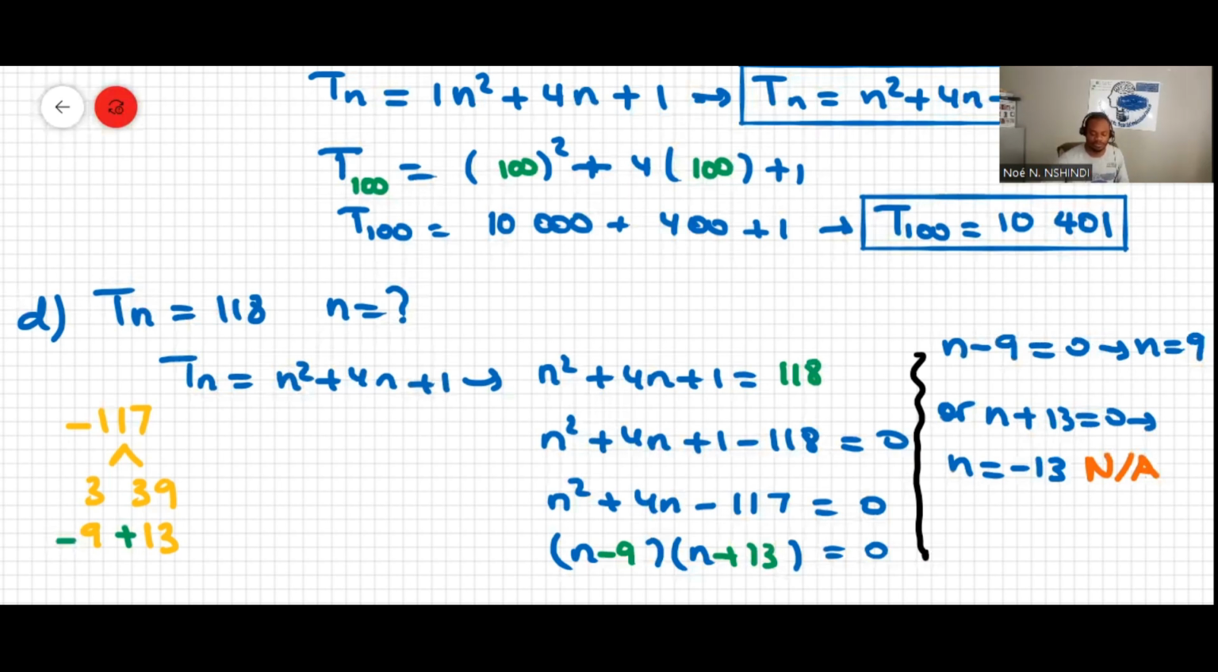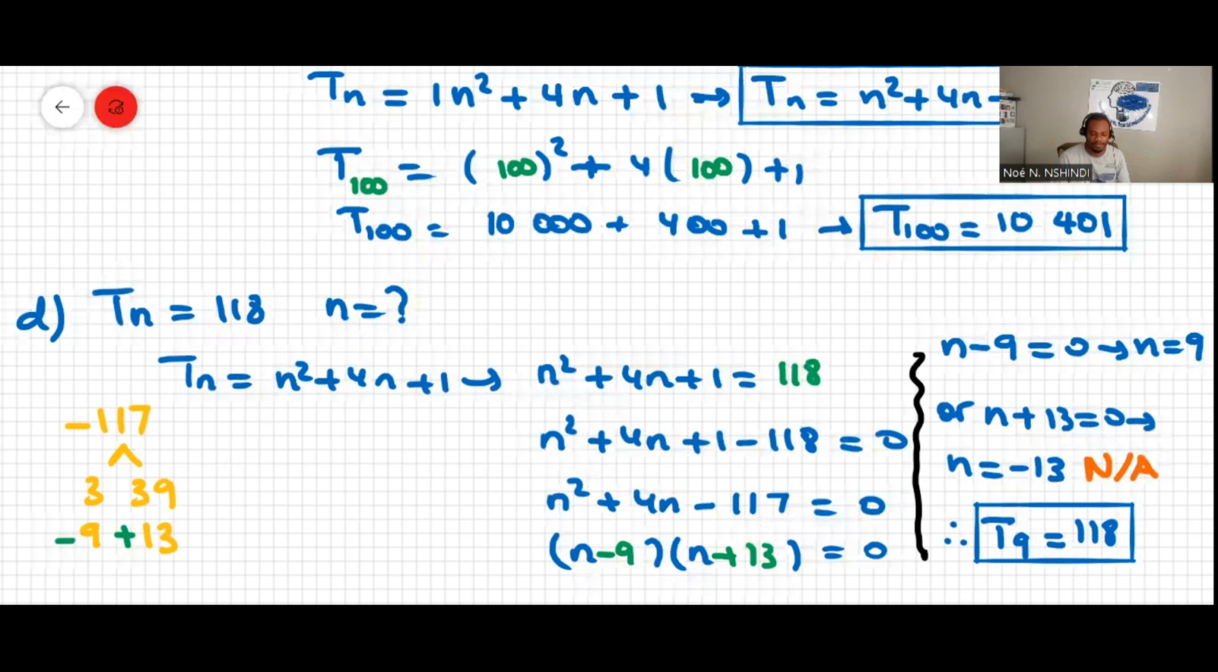So therefore it's T9 which is equal to 118. That's the correct answer. When the question asks which term equals a certain amount, we're looking for n actually, and then we can say T9 equals 118.